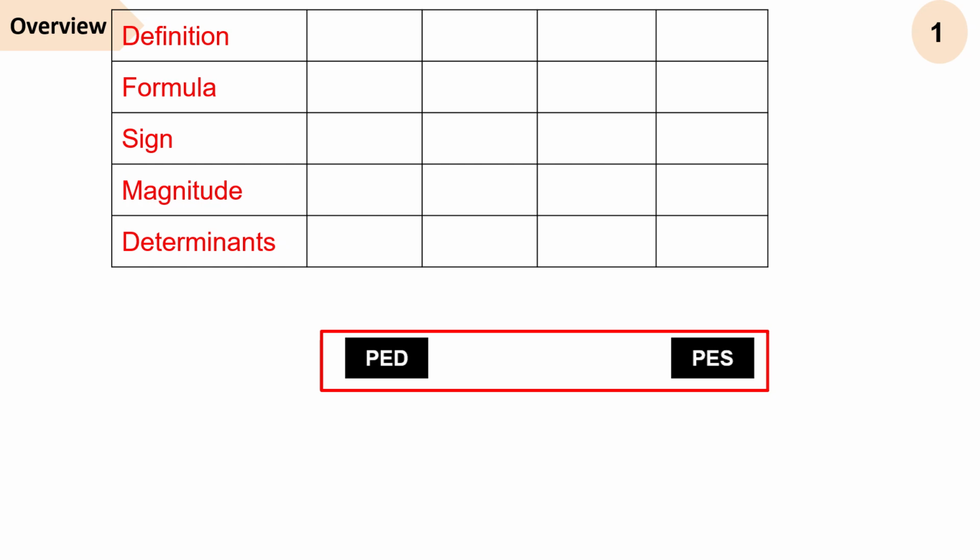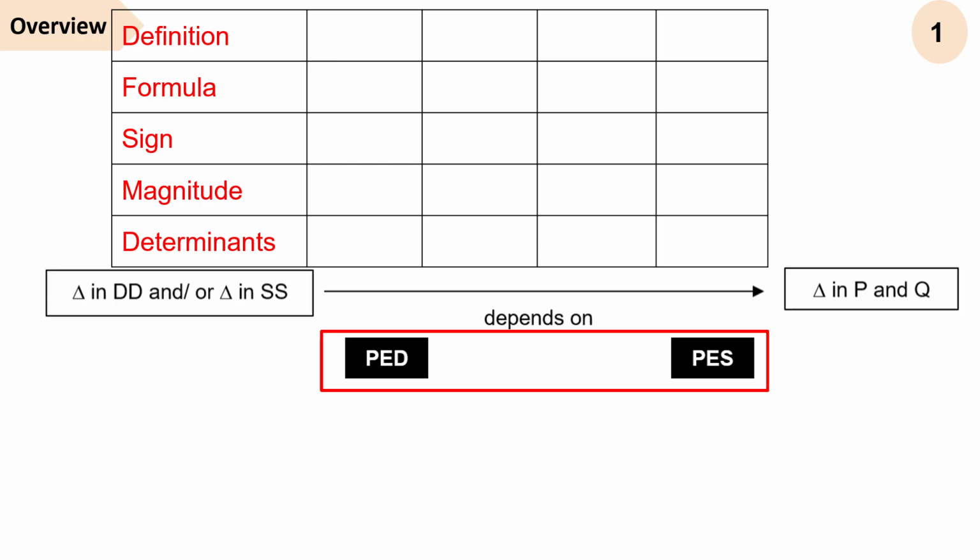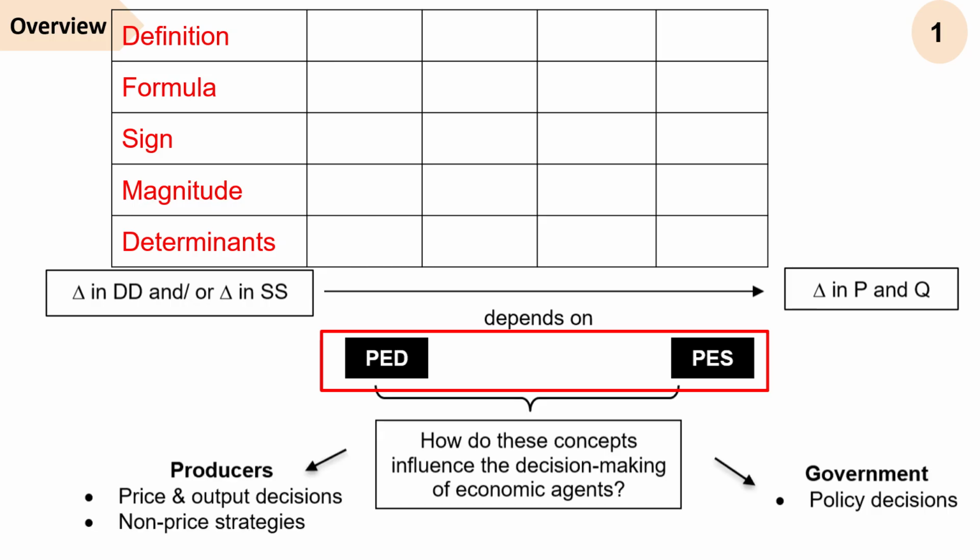So 3B will hopefully be split into two lectures. The first part I'll cover today: the application of elasticity in a market. So basically, how PED and PES will affect the magnitude of price and quantity given a change in demand or supply. Then in the next lecture, in term 3, we'll cover how these PED and PES concepts influence the decision making of economic agents, which are the producers and the government. Okay, so that's the split of the lecture.